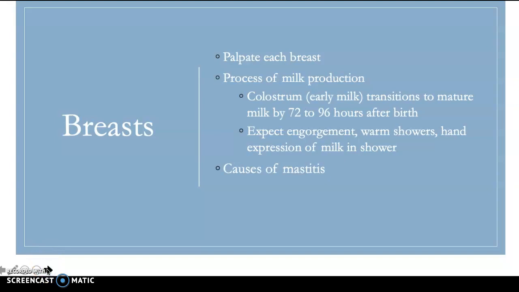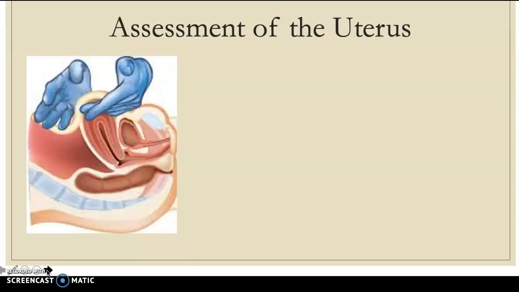So we're going to look for mastitis, which is a clogged duct, and what causes mastitis is an improper latch or cracked nipples, and the staph infection gets into the cracked nipples and causes the infection. So the next part of the BUBBLE-PIN assessment is the uterus, and we want to make sure that this uterus is nicely contracted and at midline.